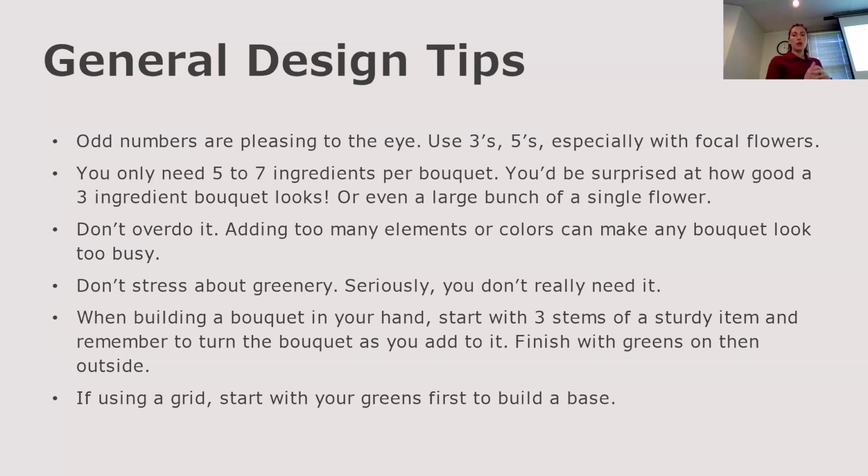And then, like I said, when you're building a bouquet in your hand, usually start with 3 stems. Like I would start with the 3 snapdragons, then I would add in a filler item as I'm turning, then I would add in my focals, and then I usually end with my greenery on the outside. If you're using the grid, you start with the greens first to build that base and fill out that bottom.